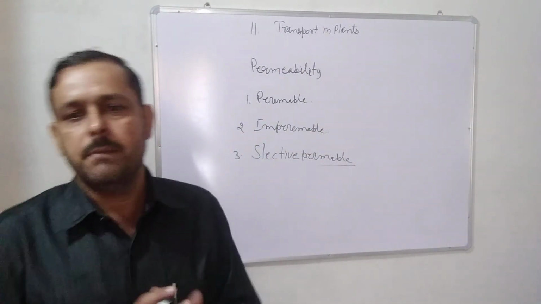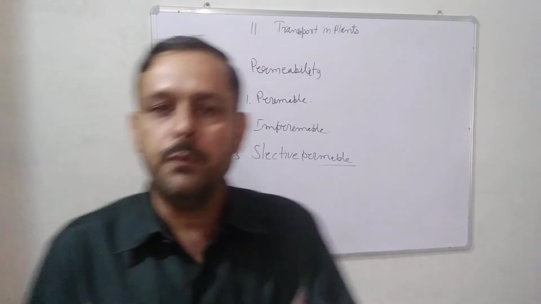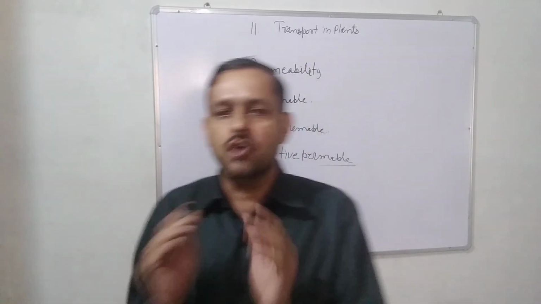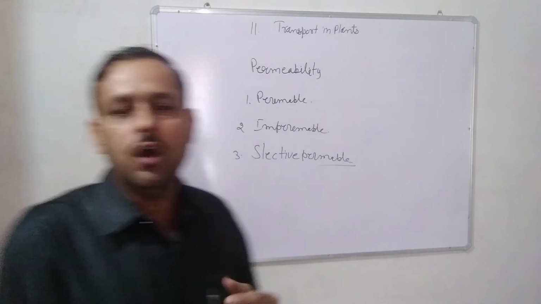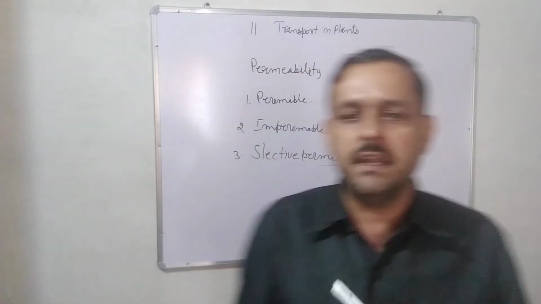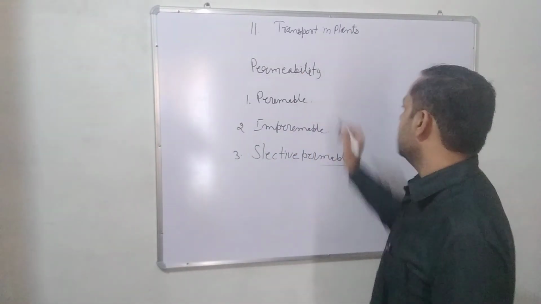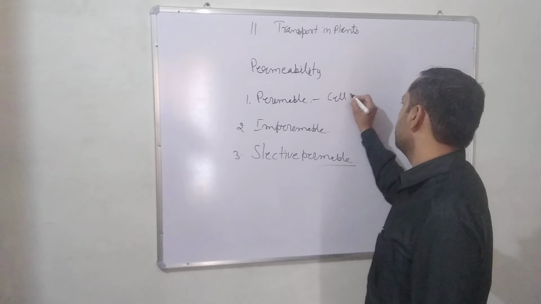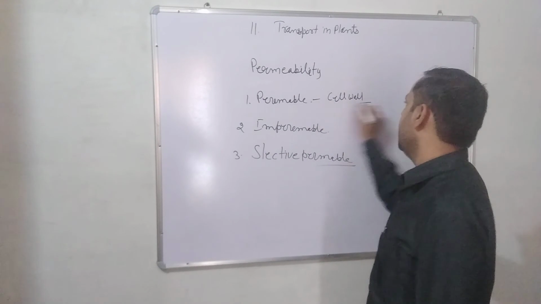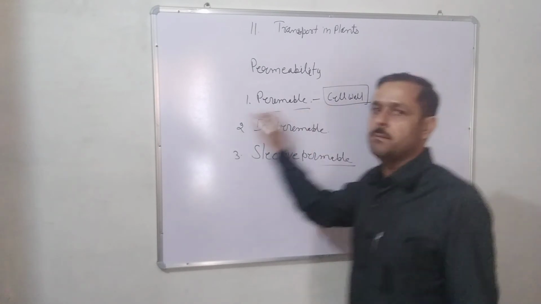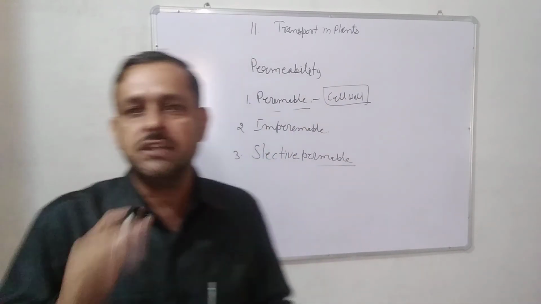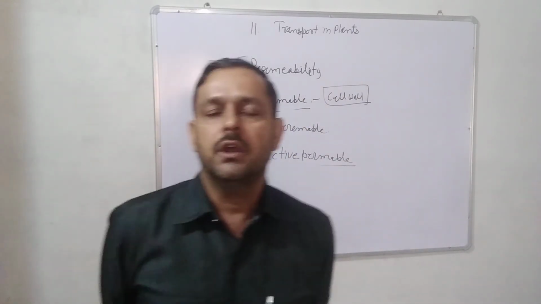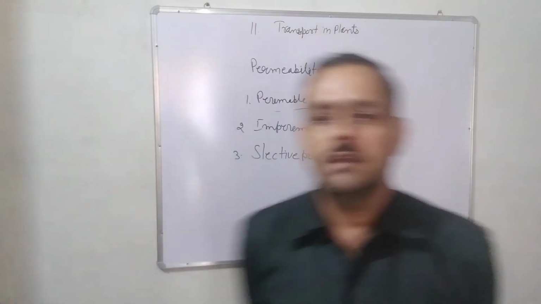Permeable membrane allows free movement of water and solute into the interior and exterior of the cell, that is the cell wall. Cell wall is permeable, or we can give the example of a permeable membrane as the cell wall, because the cell wall passes water and solute in their environment.